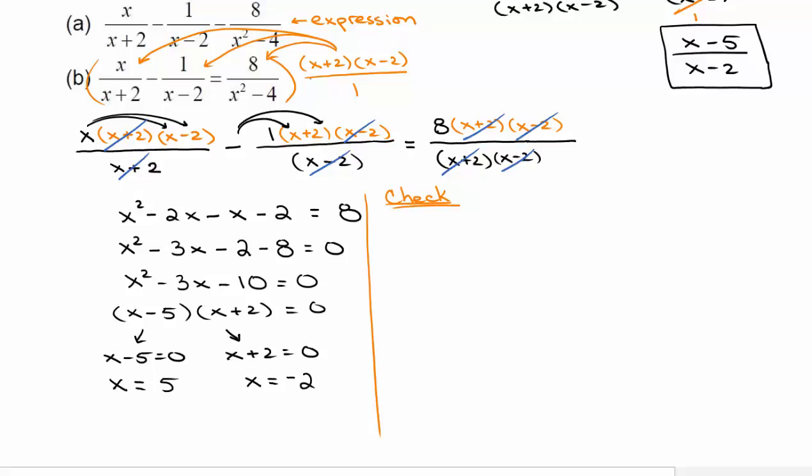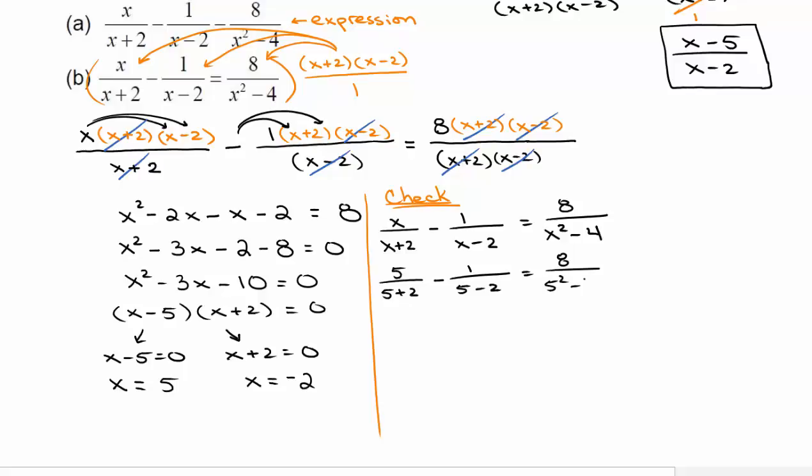Okay, so now we're going to start off by checking the first possible solution, x equal to 5. I'm going to copy down the original equation just to make sure that I'm substituting everything in here correctly. So that's going to give me 5 over 5 plus 2 minus 1 over 5 minus 2 is equal to 8 over 5 squared minus 4. This is going to come out to 5 over 7 minus 1 over 3 is equal to 8 over 25 minus 4.